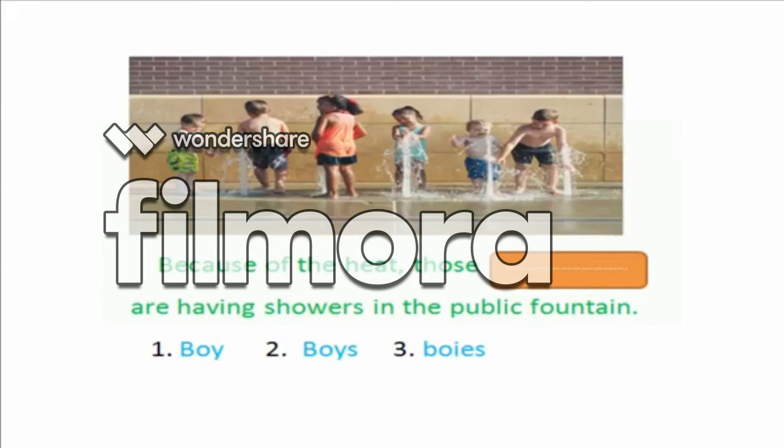Let us explain. Number 1, boy, B-O-Y, that is a singular form. And as we said, those is a plural. Then we have to be are, showers are. This is also plural. And we can prove that by looking at the picture. See how many children or how many boys are there? More than 5. That is a plural. So boy is a singular. That is false. Number 3, B-O-I-E-S. This is false and incorrect.